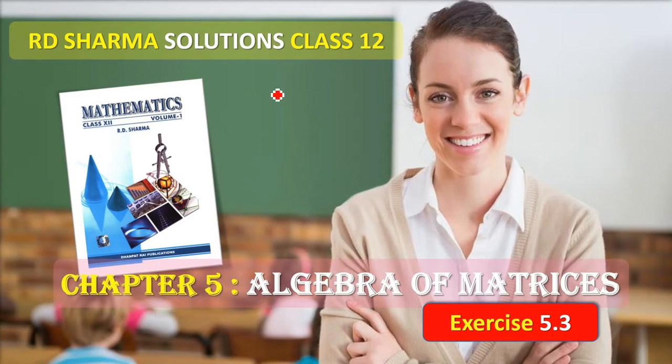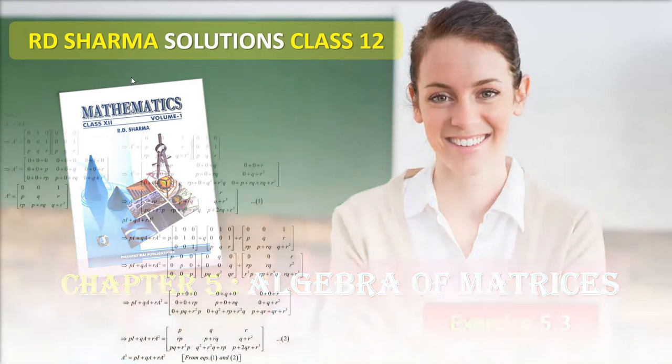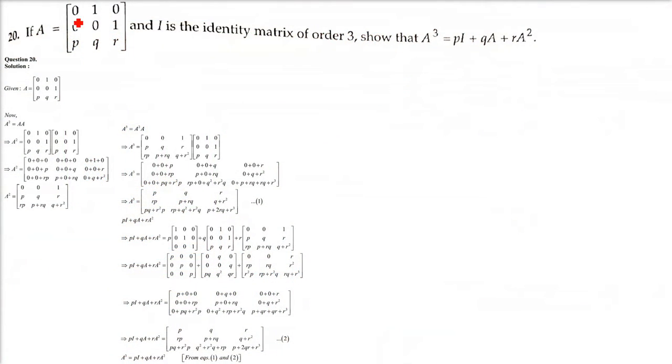This is R.D. Sharma's solution, class 12, chapter 5, Algebra of Matrices. Exercise is 5.3. Now, if A is equal to this matrix and I is the identity matrix of order 3, we have to show that A cube is equal to P into I plus Q into A plus R into A square.